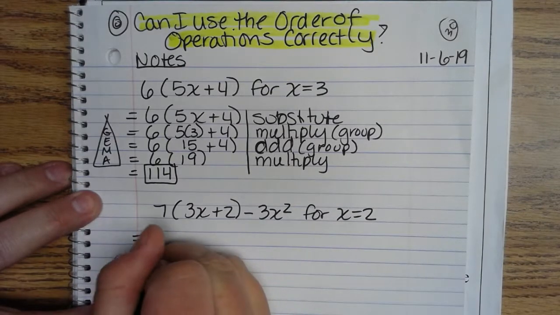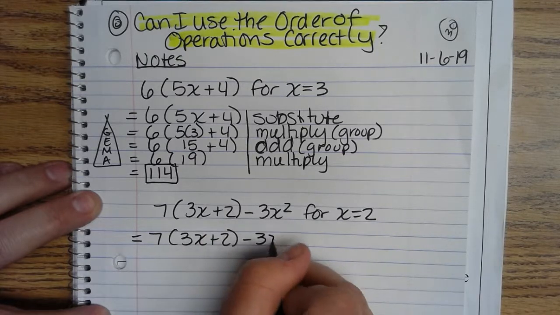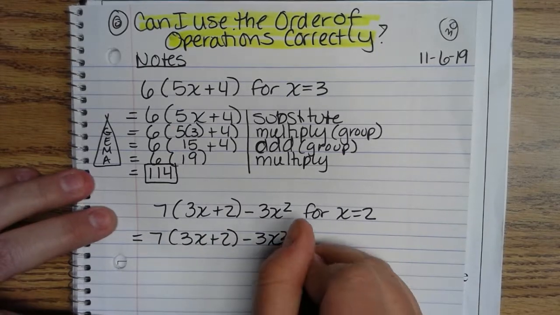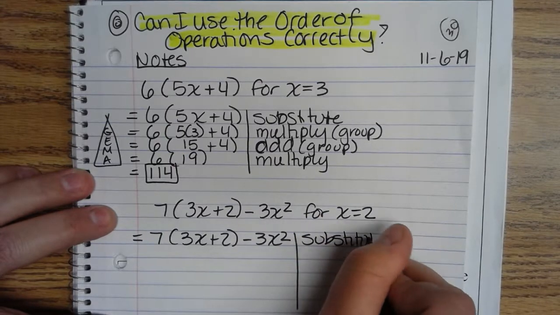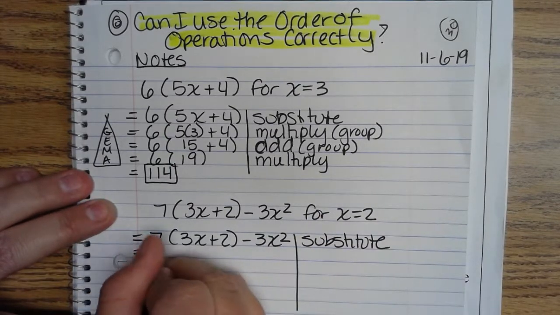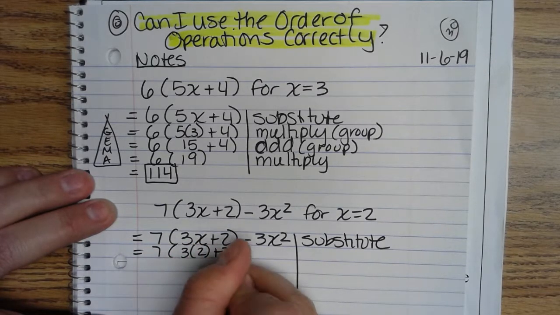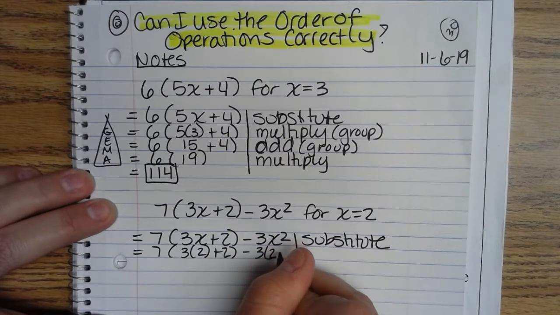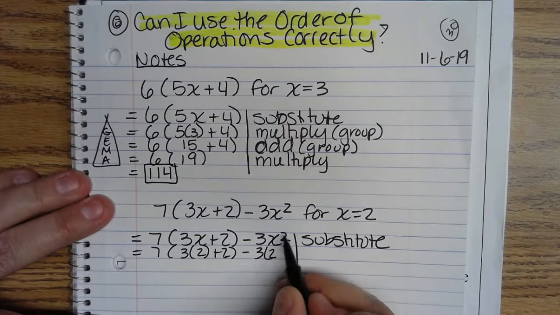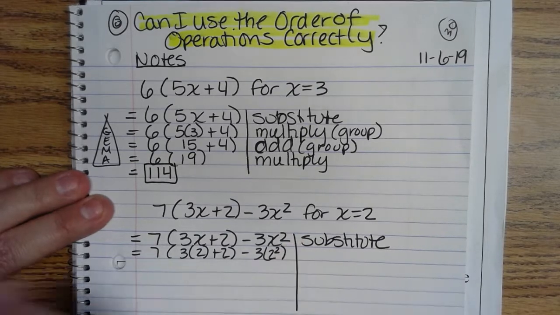So I start by rewriting the problem. I'm going to do my substitute. And I get 7, 3 times 2 plus 2 minus 3 times 2. And notice that the exponent goes with the variable here. Because they're not in a group together, the exponent just goes with the 2.